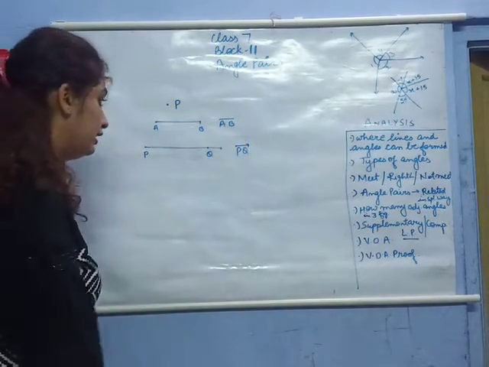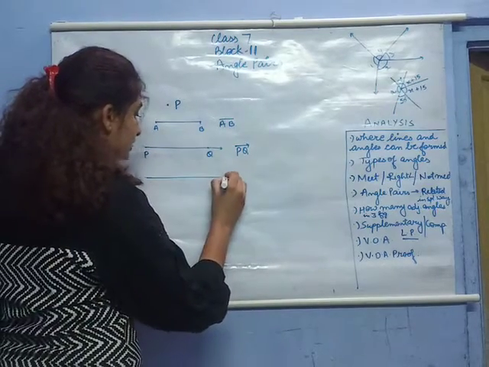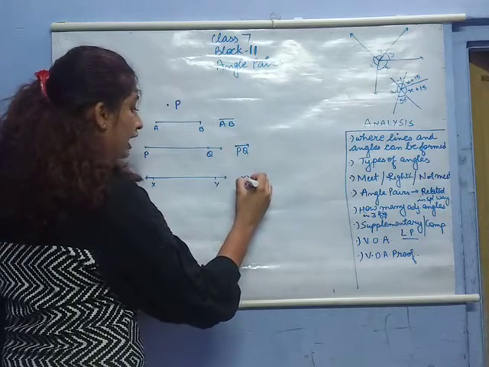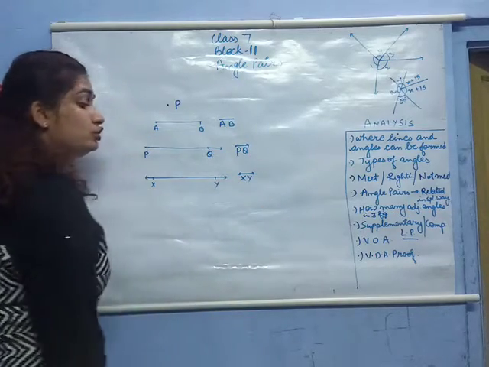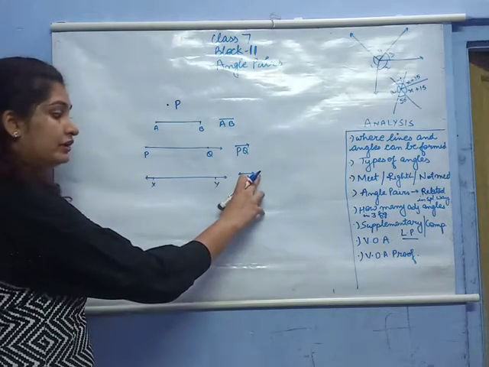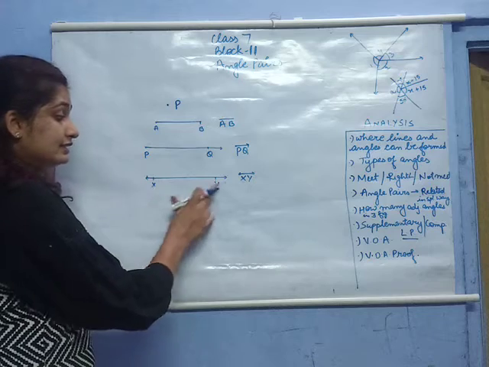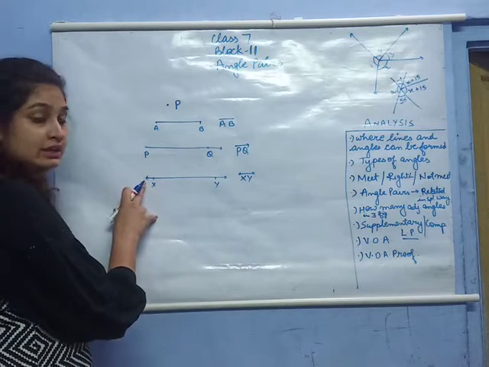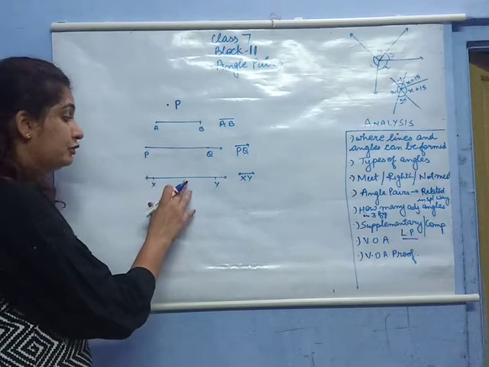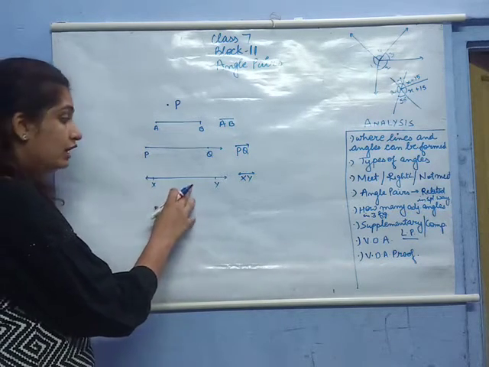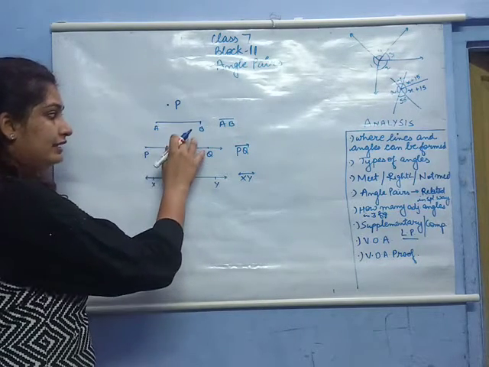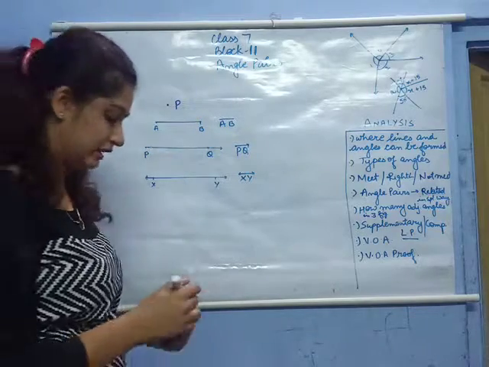If I have to represent a line, I will represent it with a two-headed arrow, again with capital alphabets. A line is extended infinitely in both directions. So it does not have any fixed length, does not have any fixed point, and does not have any endpoint. That's why this is a line, this is a ray, a line segment and a point. This was the basic thing, right?